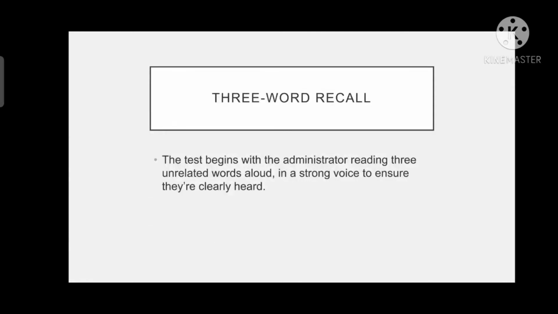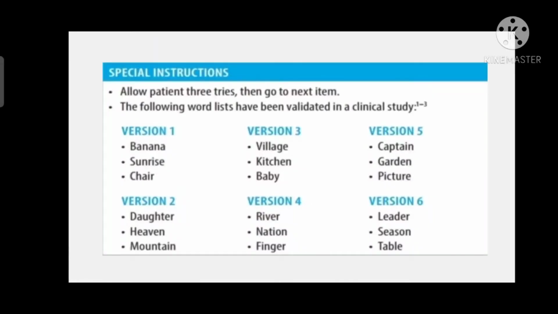The first one is the three-word recall. The test begins with the administrator reading three unrelated words aloud in a strong voice to ensure they are clearly heard. The three-word recall is used to test the short-term memory of the patient. The administrator will say three unrelated words which will be repeated by the patient. There are lists of words that have been validated in clinical study. It has version 1 to version 6.